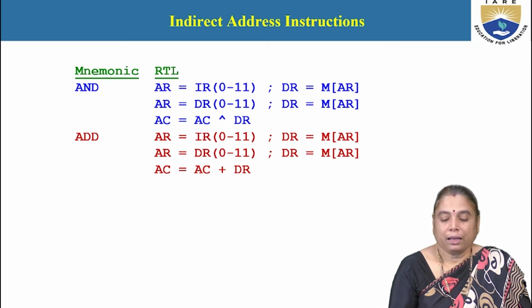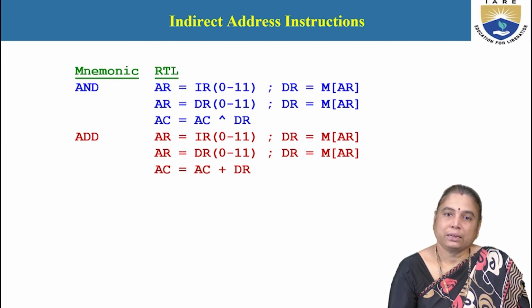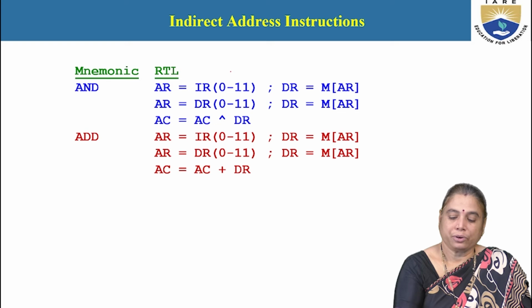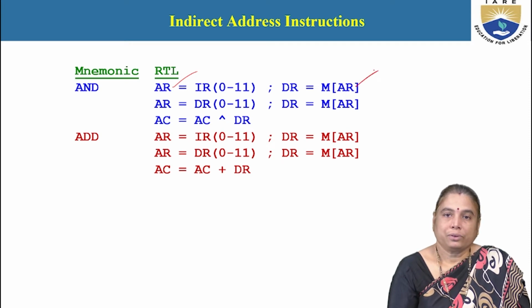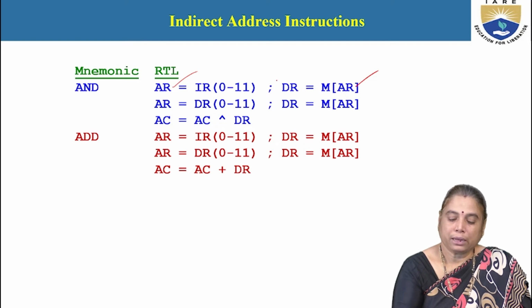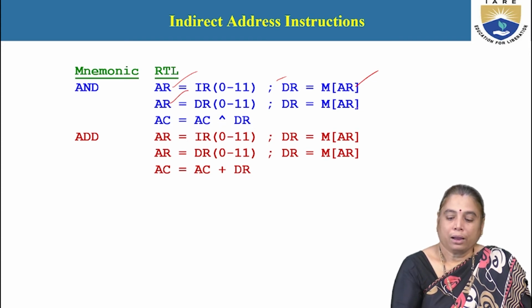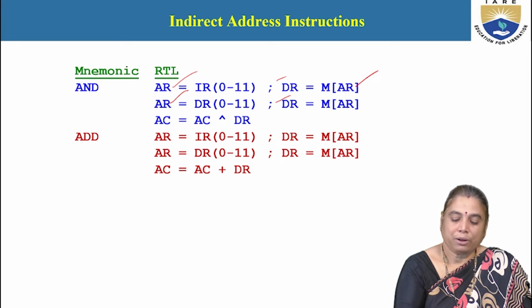In the indirect address instructions, how can the AND and add operations be performed? Here in indirect addressing, the effective address of the operand is specified in the instruction format. Hence two locations are moved, and two cycles are required in order to access the operand. So the instruction register bits 0 to 11 are stored in the AR, and the memory location value pointed to by the address register is stored in the DR, and DR bits 0 to 11 are transferred to AR. The value at the memory location pointed to by AR is stored in the DR, and between this data register value and the accumulator value, the AND operation is performed.